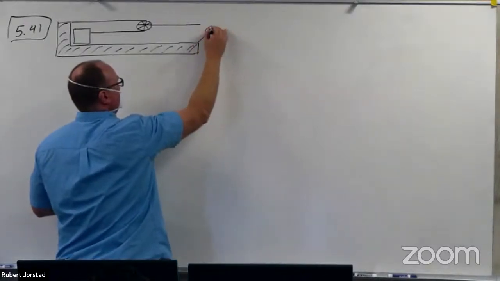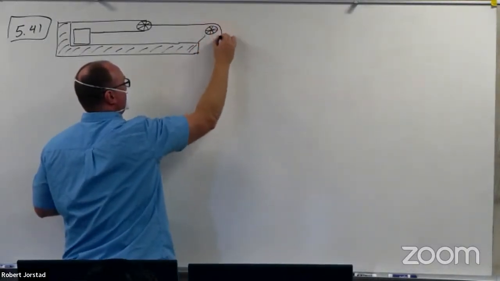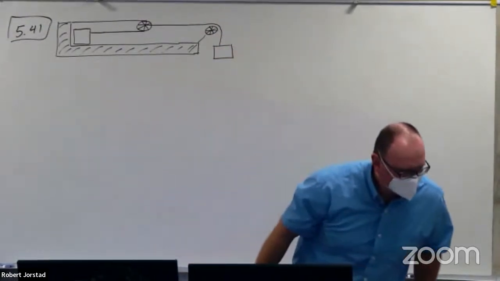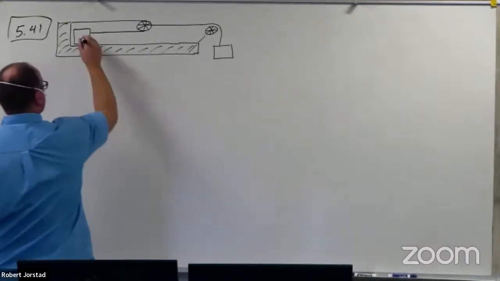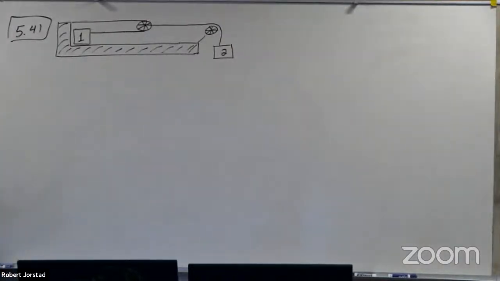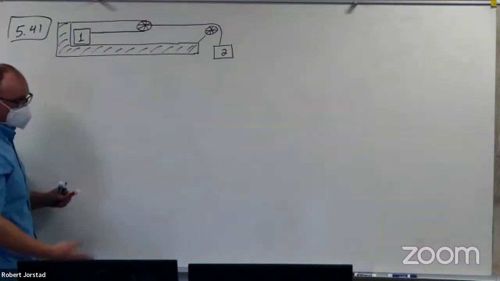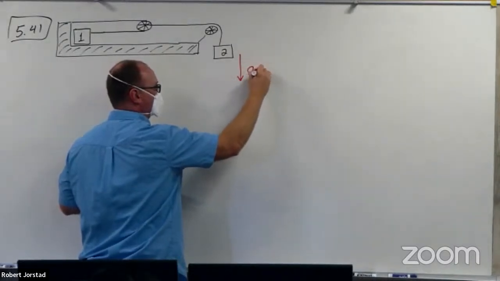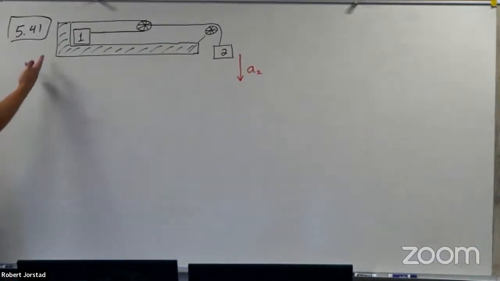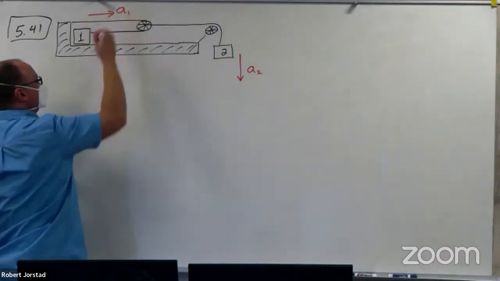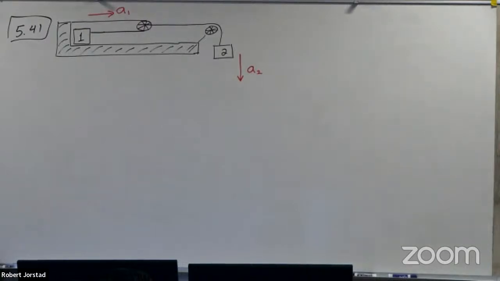Another pulley over here. String's coming down. And I forget which of these are which. Which one's 1 and 2? One is this block. This is object 2. So we know what's going to happen when you let go of this thing, right? When I pull the stopper out, which way is object 2 going to go? Down. Okay. Which way is object 1 going to go? To the right.